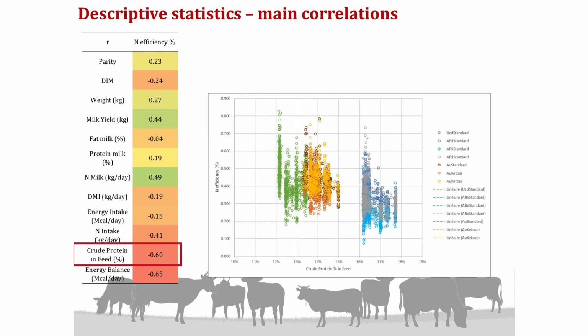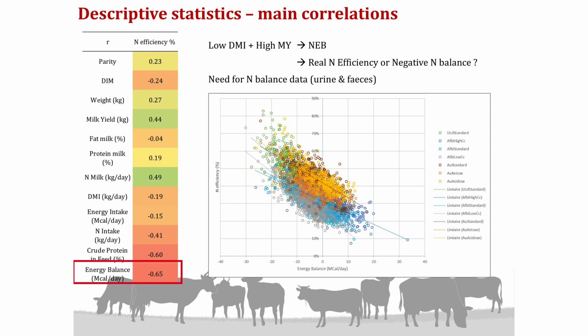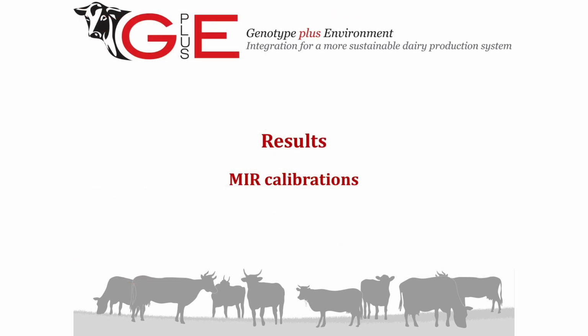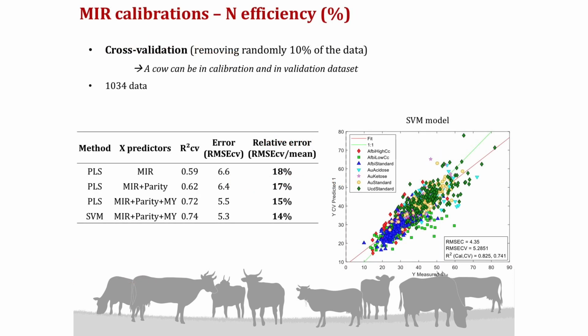Here it's the crude protein in the feed. As you can see, with a larger crude protein percentage in the feed, we have a lower efficiency. It's normal. And finally, it's the representation of the energy balance with the nitrogen efficiency, and we have a negative relationship. Also, it's weighted. Okay. And what about the models? I will conclude with this.